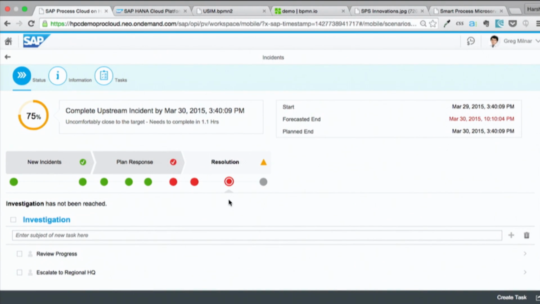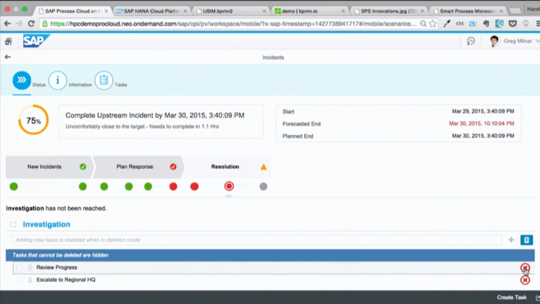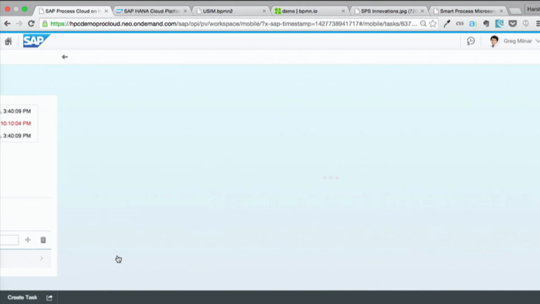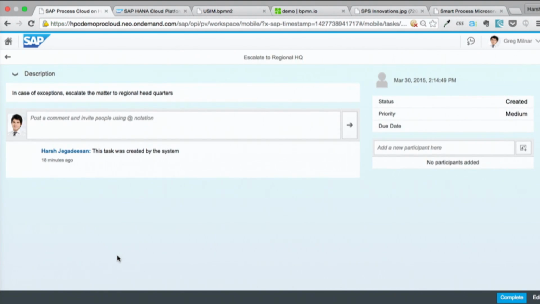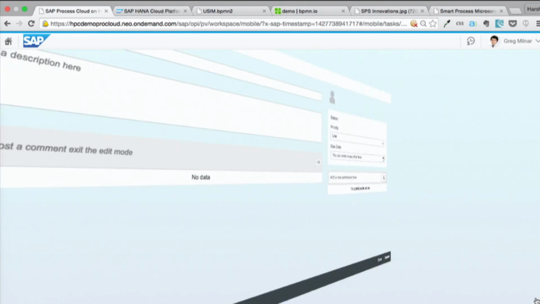And right now the process is stuck in the resolution phase, and the system is prompting him saying this needs manual intervention. It's also giving him a checklist that this is something you could employ to work with. The checklist has some proposed tasks. He decides, okay, I don't want to review the progress, but what I definitely want to do is escalate to the regional HQ, and he can, in a very easy fashion with tasks, get Manny, who's part of the regional operations, regional HQ, to handle the escalated issue. He could also say the due date has to be by tomorrow, and the priority is very high.